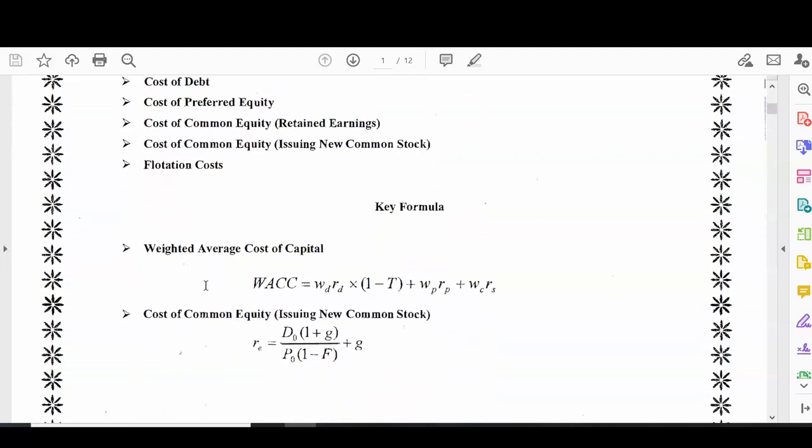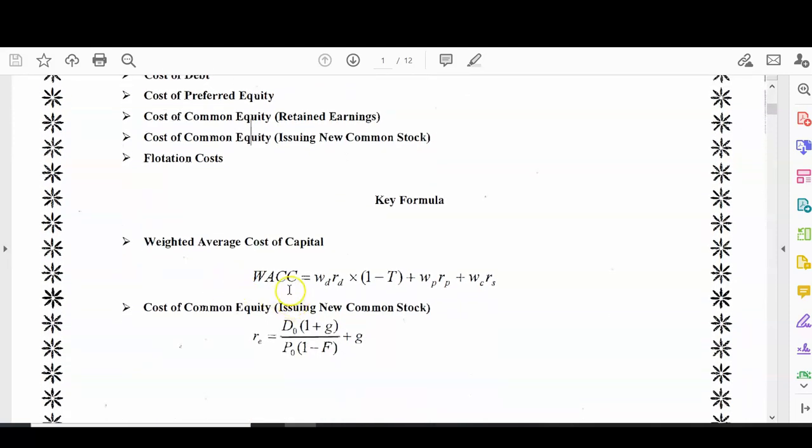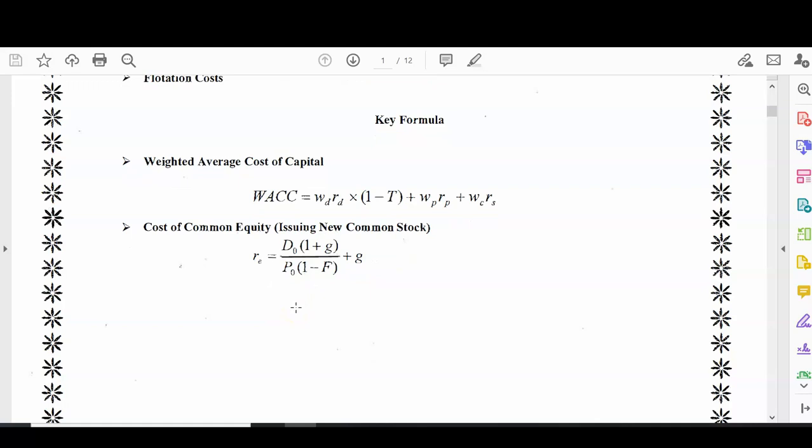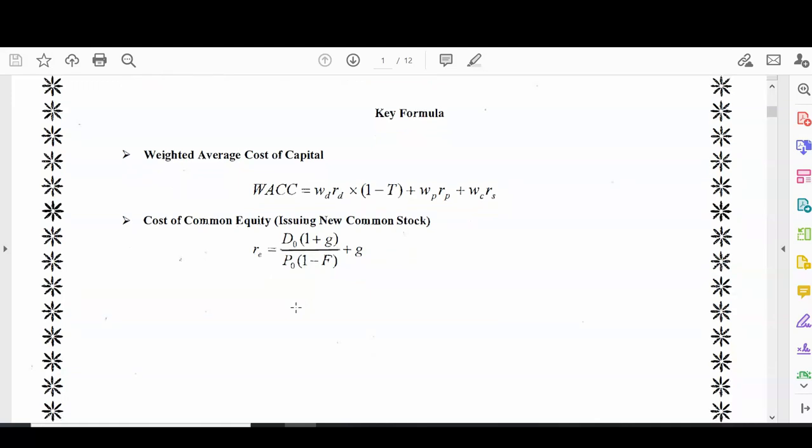The key formulas will be the WACC formula, which is the weighted average of the three component costs, so we use the three weights multiplying by the three costs. And the cost of new common equity for new common stock would be the DCF model we learned, adding a flotation cost F here. We will go into detail for these formulas and concepts.